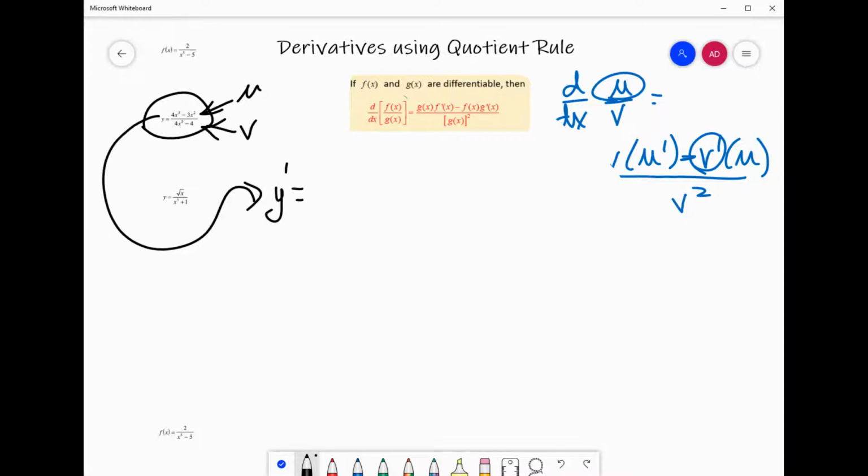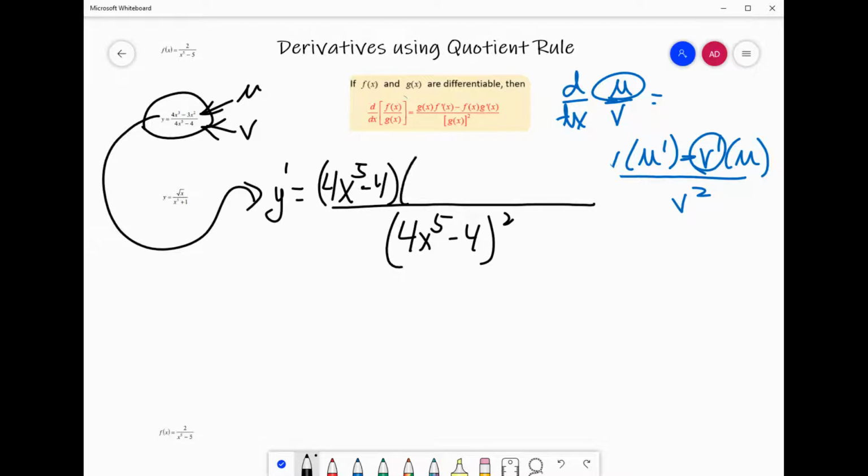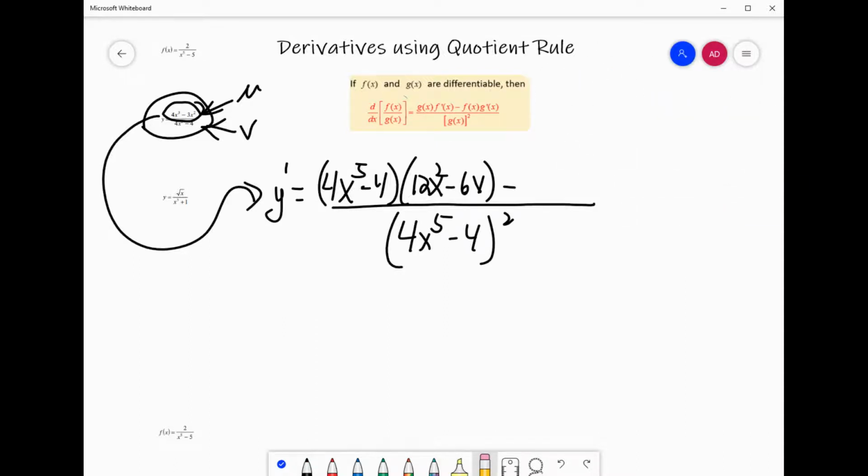So y prime, also known as dy dx, right? Here we go. Take the denominator, throw it in the bottom, square it. Throw it back up top so you don't forget about it. Then take the derivative of the numerator, which is 12x squared minus 6x, right? Minus the derivative of the denominator, which is 20x to the fourth, times the numerator. And again, the numerator is that 4x cubed minus 3x squared.